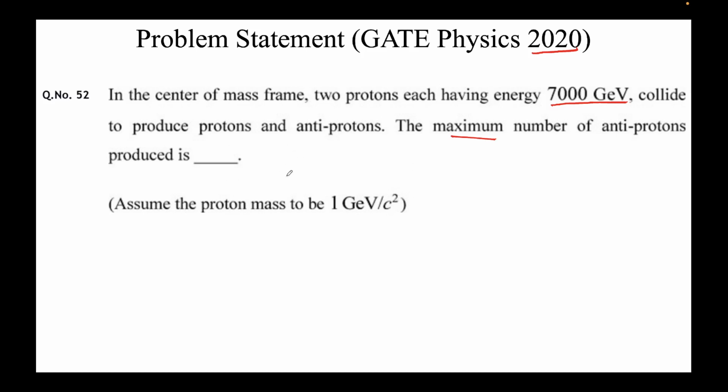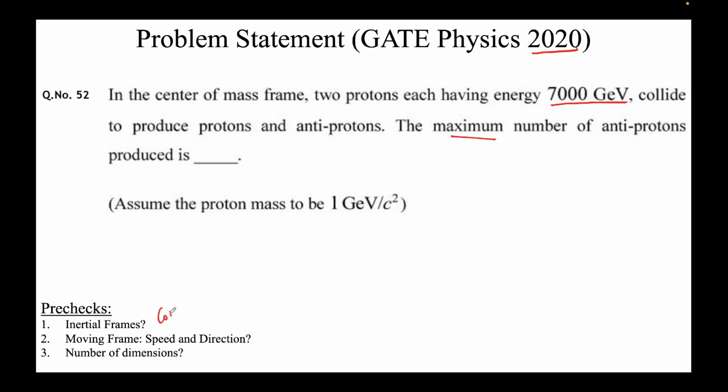And this is a numerical answer type question. We'll find the answer and fill in the blank over here. For a relativistic kinematics problem, it's a good practice to go through these checks first. So we should know whether all the frames we're talking about here are inertial or not. Here it's talking about the center of mass frame.